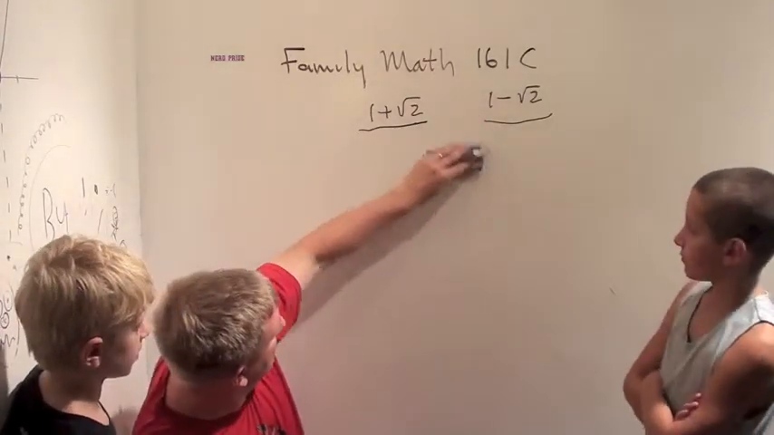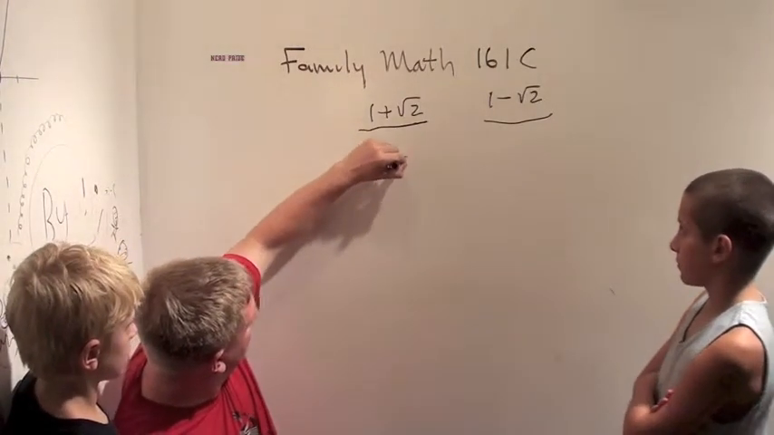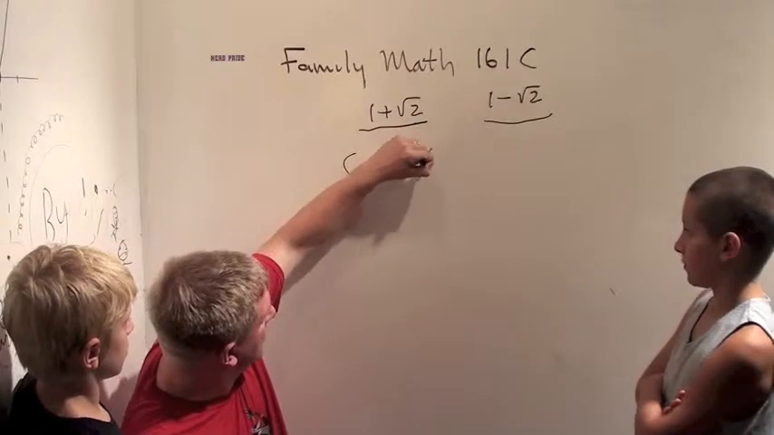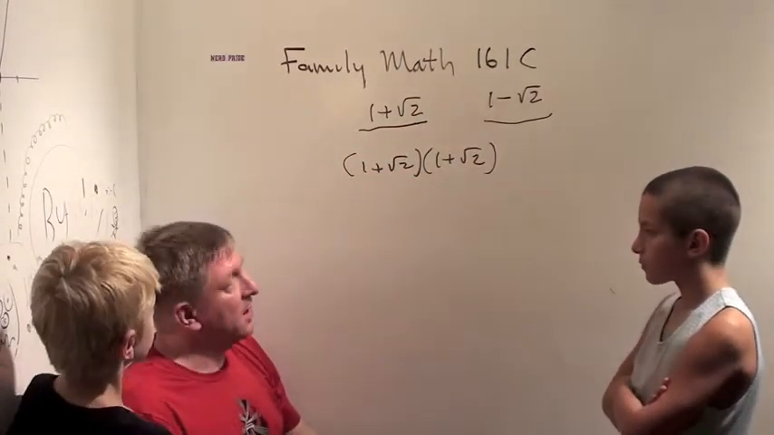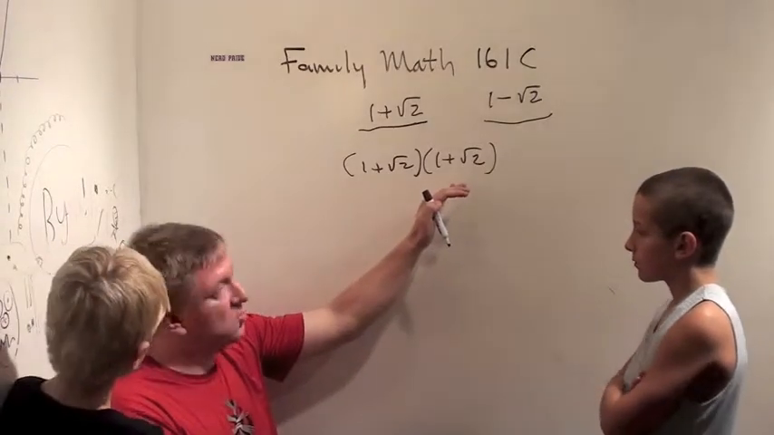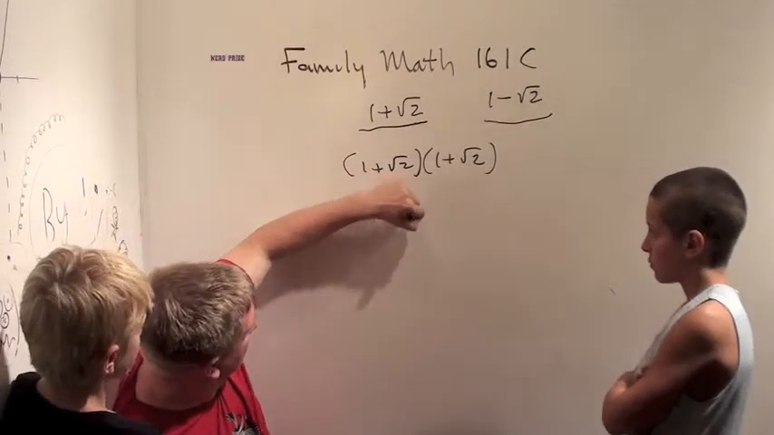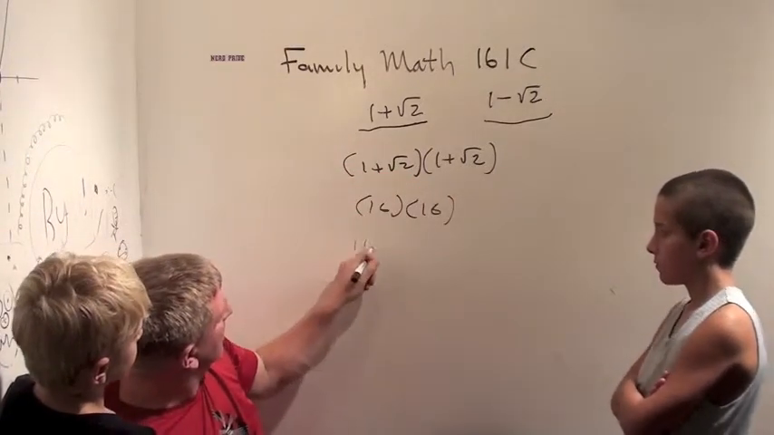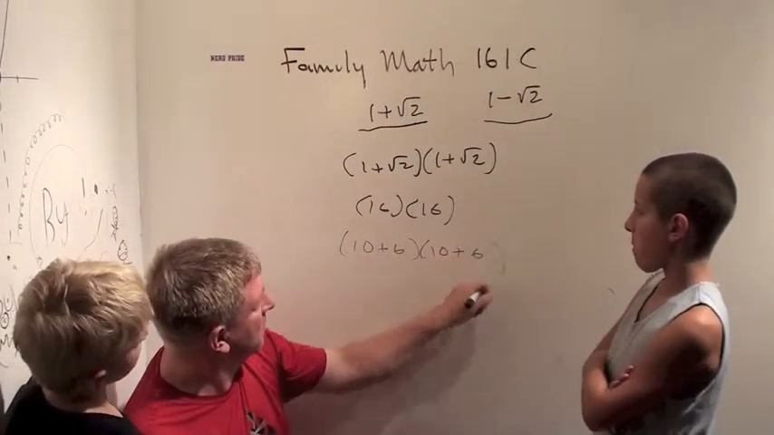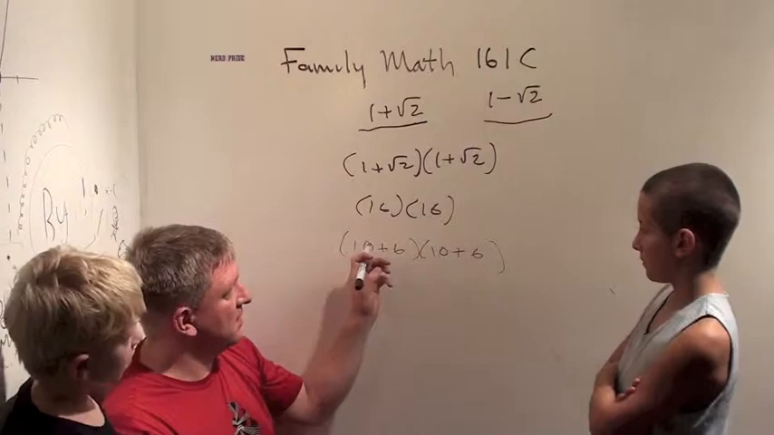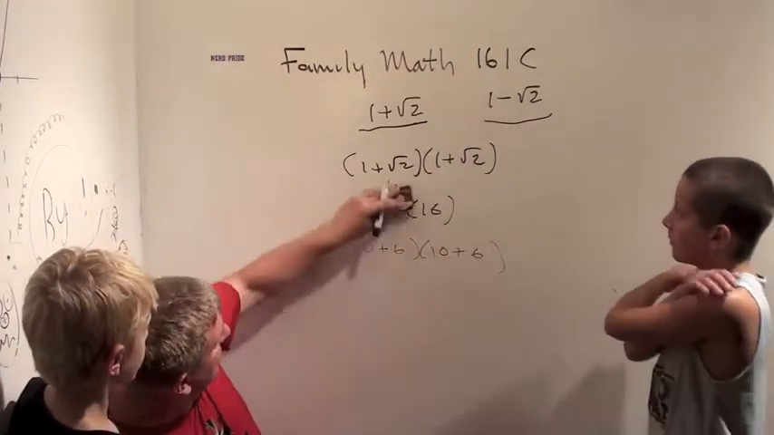But I want to show you what happens when I look at the next power. So 1 plus the square root of 2 squared, which is 1 plus the square root of 2 times 1 plus the square root of 2. Now when you multiply these, this is just like multiplying numbers. So if I did 16 times 16, for example, that's 10 plus 6 times 10 plus 6. So I multiply the 10s, then the 10 times the 6, then the 6 times the 10, and the 6 times the 6.